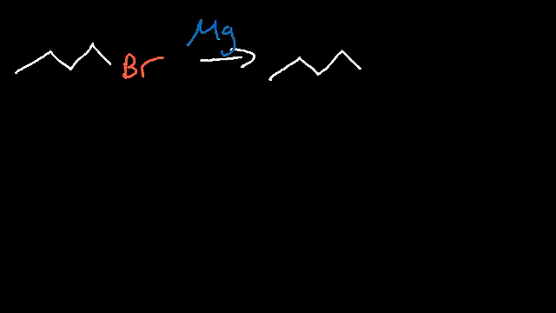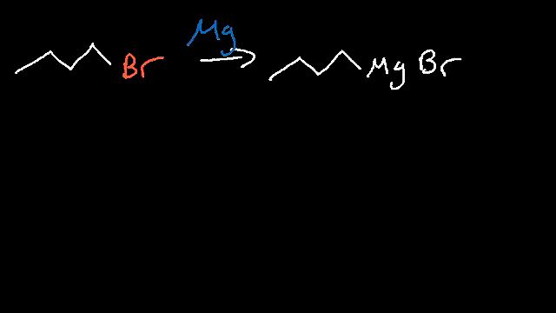Now let's talk about how some of these reagents are made. Starting with an alkyl halide, all you need to do to make a Grignard reagent is simply add a metal to it, particularly magnesium metal. Magnesium is going to insert itself between the carbon and the bromine atom.